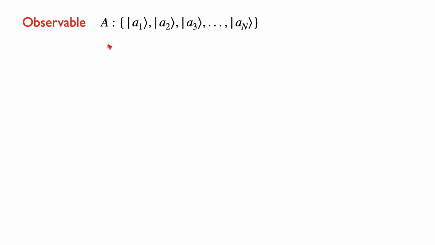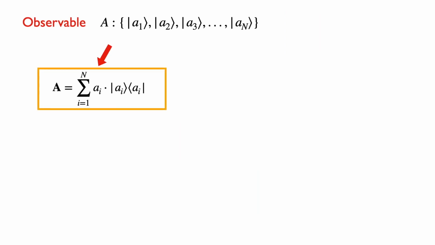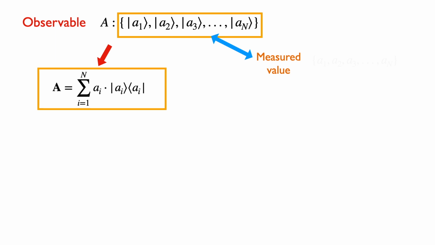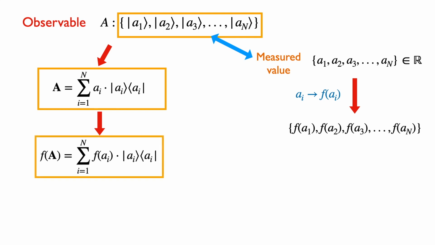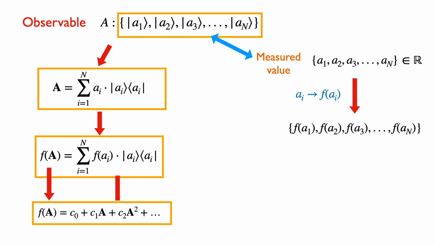However, this is not the only operator that could be connected with observable A. The basis that defines A is connected with a set of measured values, but it may also be mapped into many others by an arbitrary function, f. f can therefore map the operator A into f(A), which is simply defined by replacing the values a_i by f(a_i). The function of an operator can be formally defined by its power series.